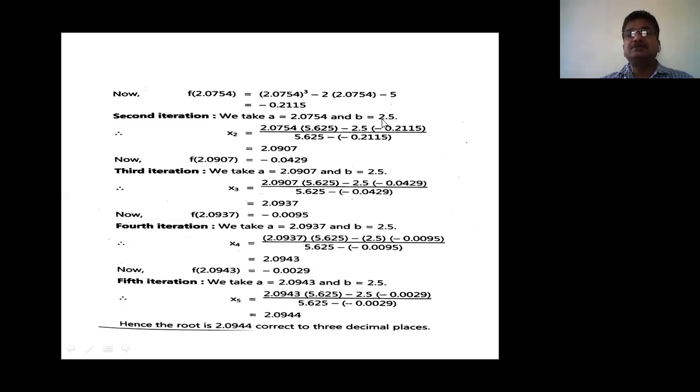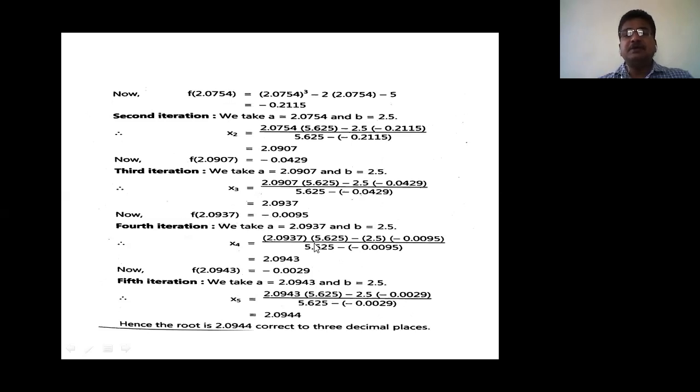That is, out of this, 2.5 becomes b, and 2.0907 becomes a, and then x3 is what? a f of b minus b f of a divided by f of b minus f of a. Again, this is the value. Then find the value at 2.0937.